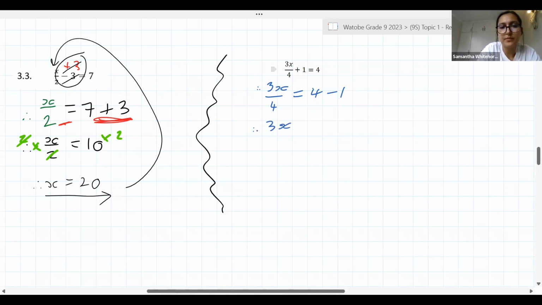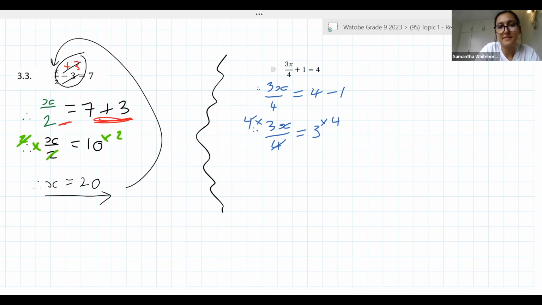The 3x over 4 is going to be multiplied by 4 over 1, which is equivalent to 4. And the same is going to be done on the right-hand side, meaning that we're going to write 3 times 4, or 3 over 1 multiplied by 4 over 1. Cool. This will then equal, on your left-hand side, 3x equals 12.